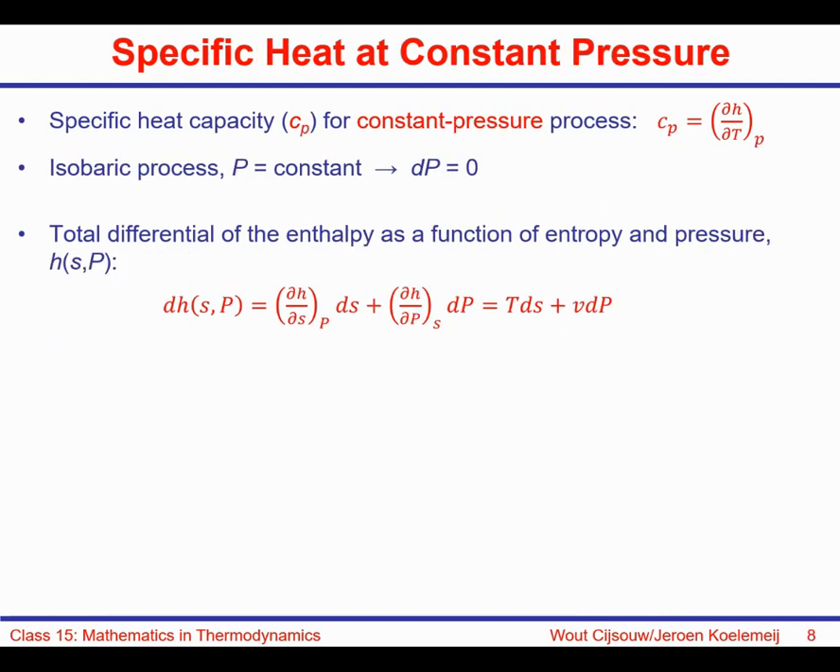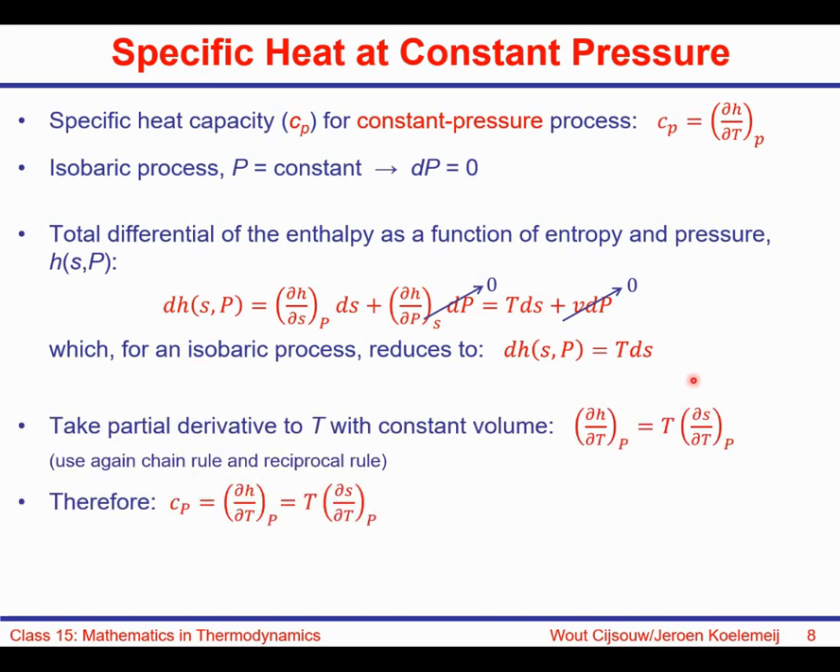Now, for completeness, we of course also want to take a look at the specific heat at constant pressure, for which we have a slightly different definition. In this case, we started out from the enthalpy instead of the internal energy. And we consider isobaric processes where the pressure doesn't change, where dP is 0. Since we are starting out from the enthalpy, we want to write down the total differential for the enthalpy in terms of S and P. Well, dP is 0, so this drops out of the equation. So we end up with this simplified expression.